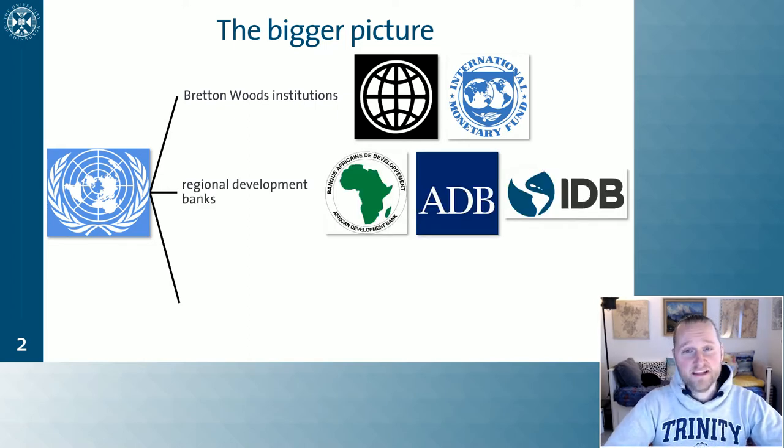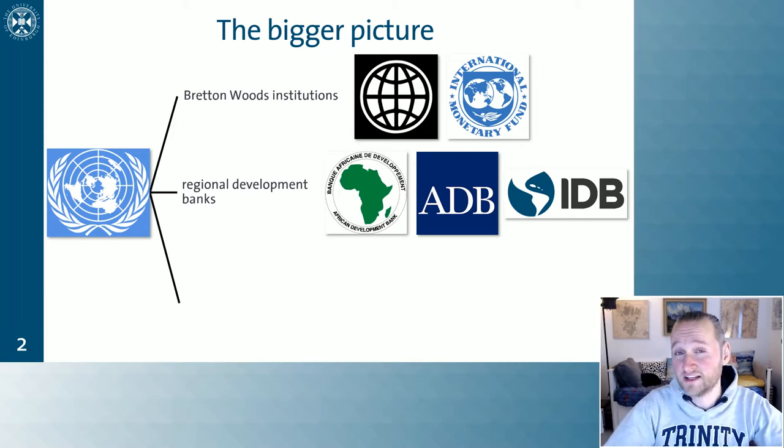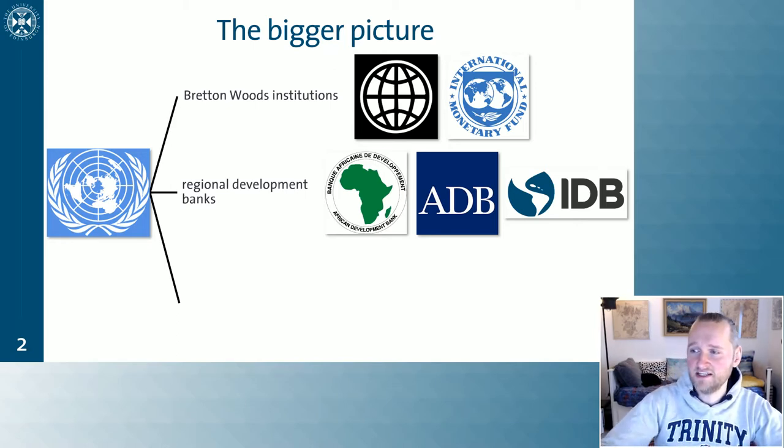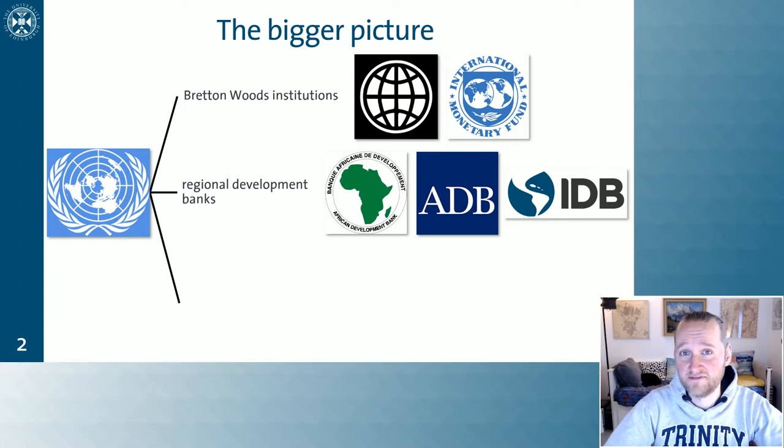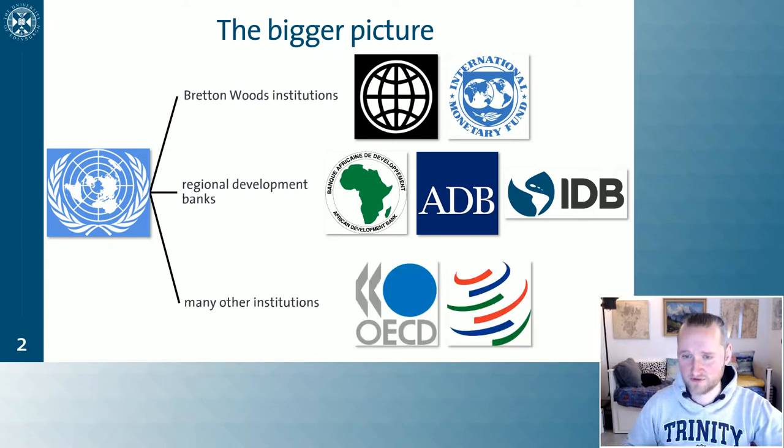Next, we also have at play the regional development banks. So these are banks that work sort of like the World Bank, but they are only responsible for their specific world region. As an example, we have the African, the Asian, and the Inter-American Development Bank. Again, they work much the same way. They give out loans to countries to foster their development and to finance projects. And the only difference to the global institutions is that these are only happening in one specific world region.